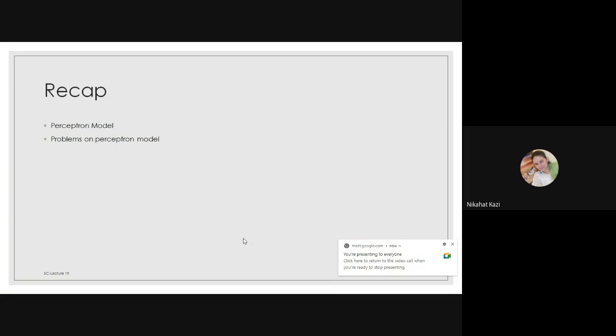So in the last lecture, we were discussing the perceptron model, right? What type of a model is a perceptron? What is the type of the activation function which is used? Which activation functions go along with perceptron? Unipolar and bipolar.